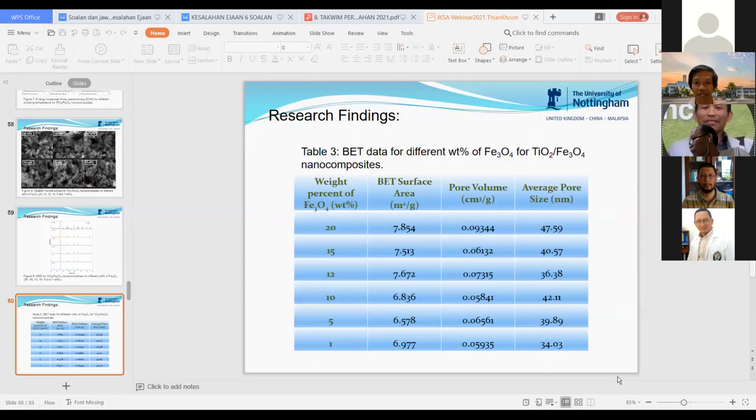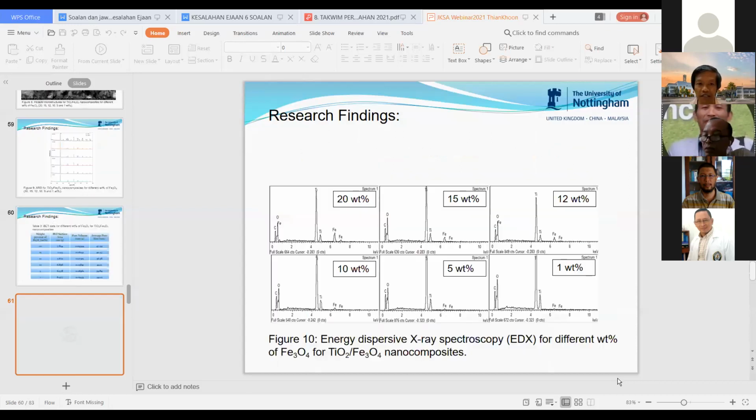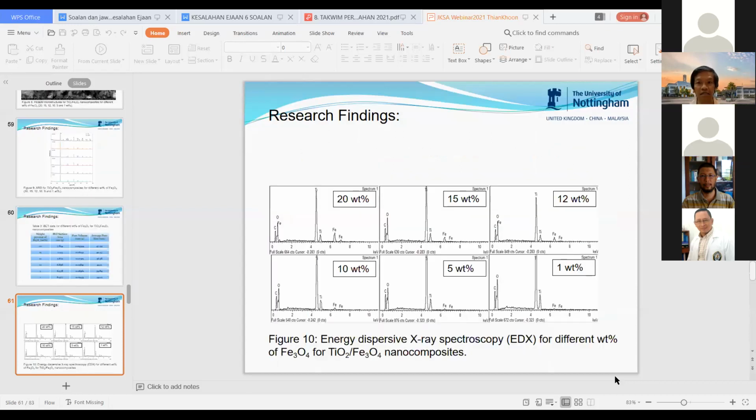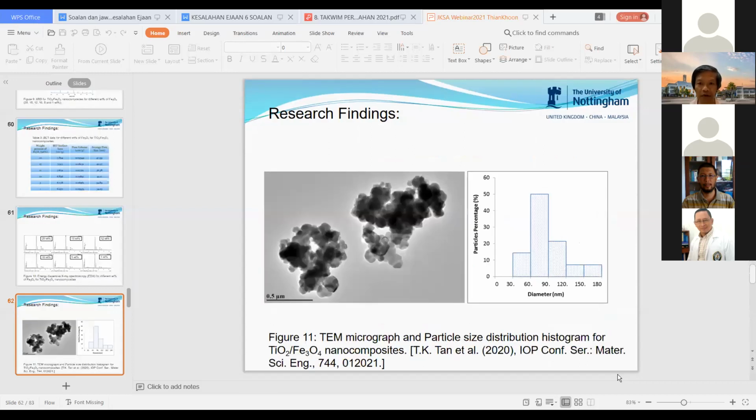And then we look at the BET surface area, which is also not much different. Using EDX again, we are really happy with that; it's a really pure substance. And finally, we characterize the size. We found the titanium and iron dope is a bit smaller, between 60 to 90 nanometers.